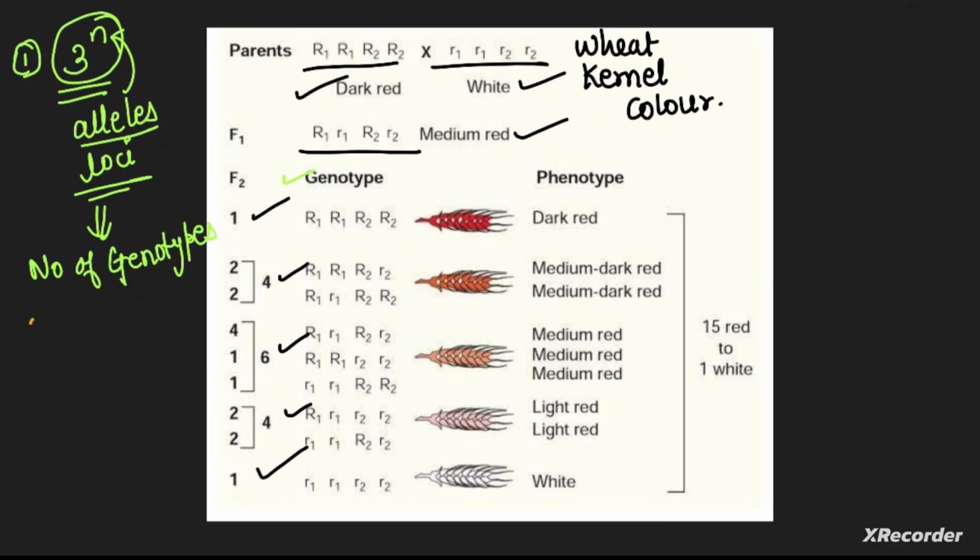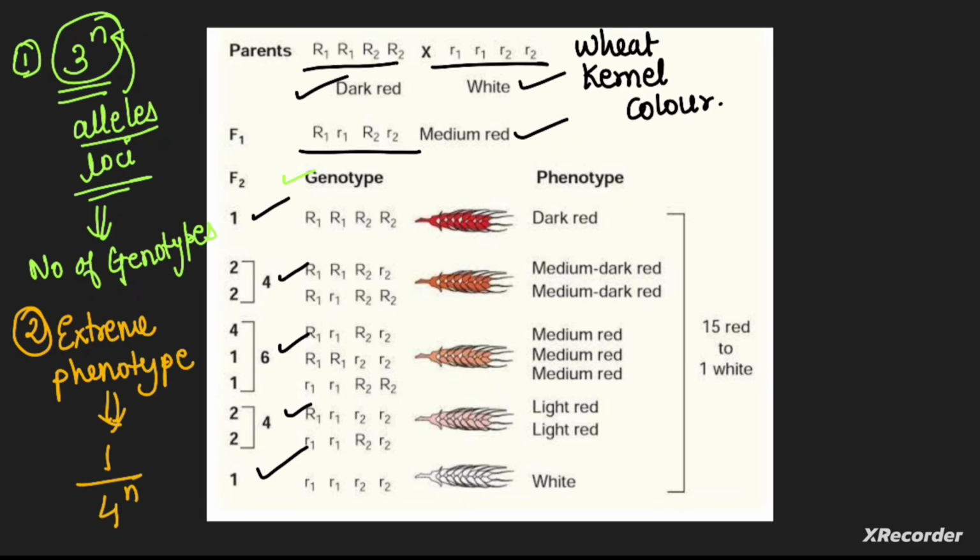And the second thing here is to find out your extreme phenotype. What you can do is use this particular formula, that is 1 by 4 raised to n, where n is again the loci number. Now let's try applying these formulas in the wheat kernel color example.